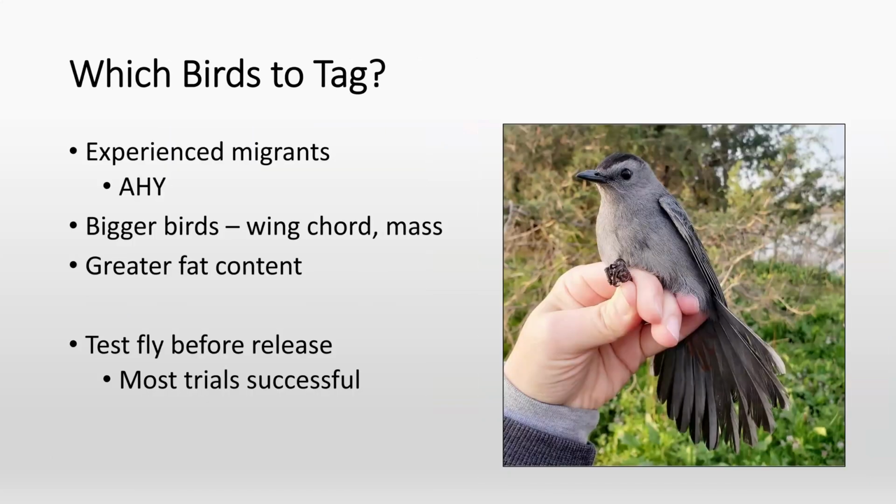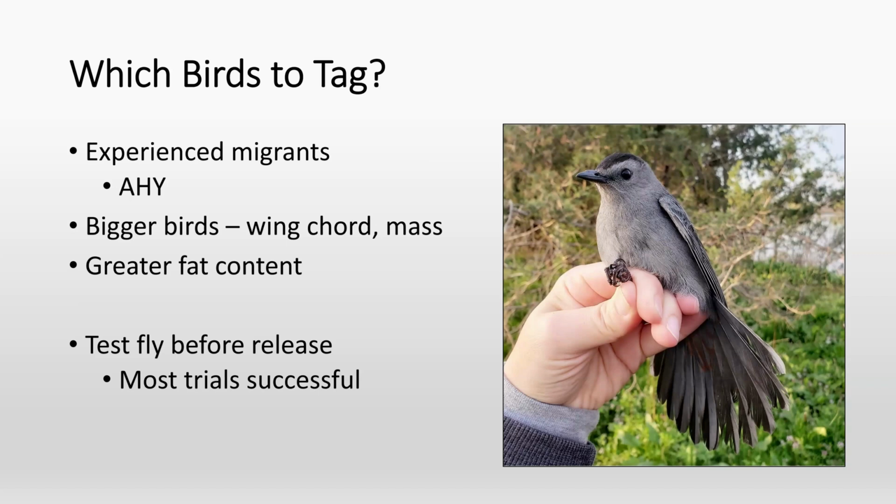For all the window strike stuff, I only use adult birds. As I said before, I don't really want to throw away nano tags on the hatch years. They're all dying anyway, so I would prefer experienced migrants that have at least survived through the year, have already done a migration, so I'll get better detections of them.